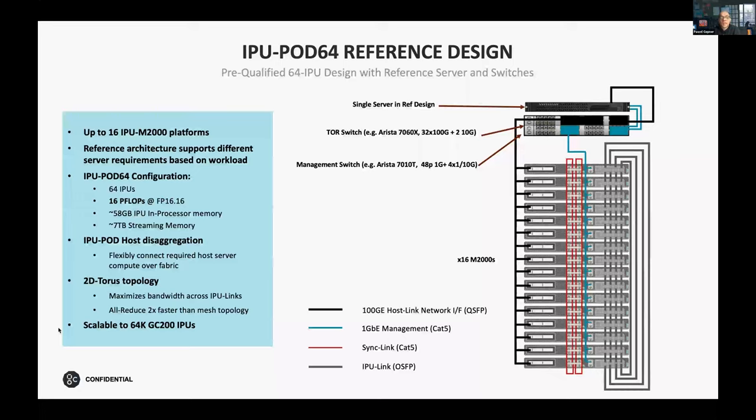This is a fully disaggregated solution where your server can be just a single one, or if you need to, for a couple of groups or multi-tenant, you can add more servers. Or if your model requires a version which needs to be compiled separately, you can add an additional server on top. Everything is in a 2D torus topology, maximizing the bandwidth across the IPUs, as you can see on the right hand side. And of course, we can use this building block approach of the POD64 to combine them into a bigger installation.